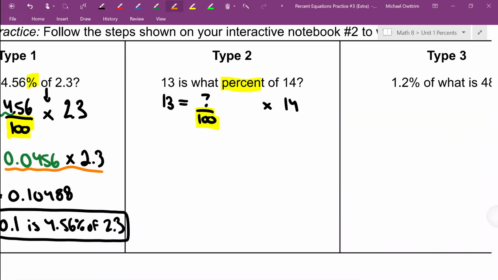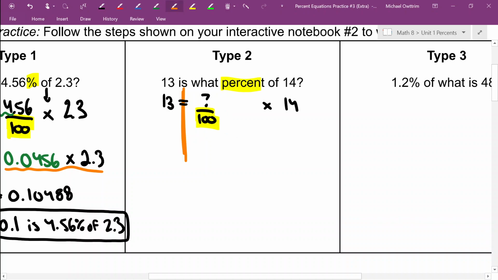Now again, we want to ask ourselves, is our question mark isolated? And in this case, it is not. This question mark here has a bunch of other stuff with it on the right side of the equal sign. And so we are going to, in this case, need to solve or undo what is being done to it. So let's first off look at this dividing by 100. We want to ask ourselves, how do we undo dividing by 100?